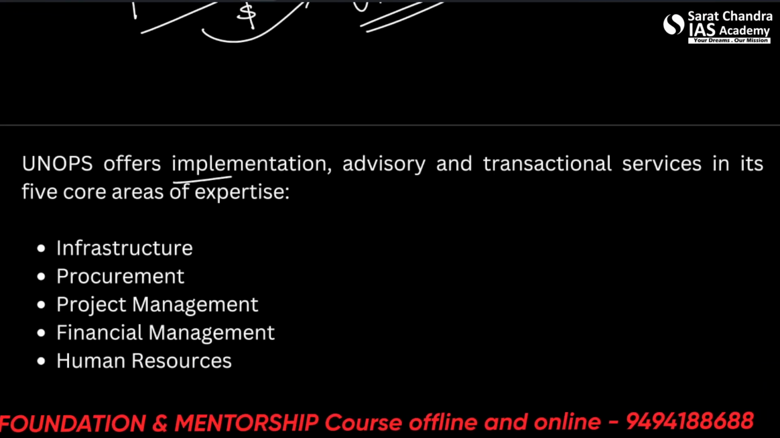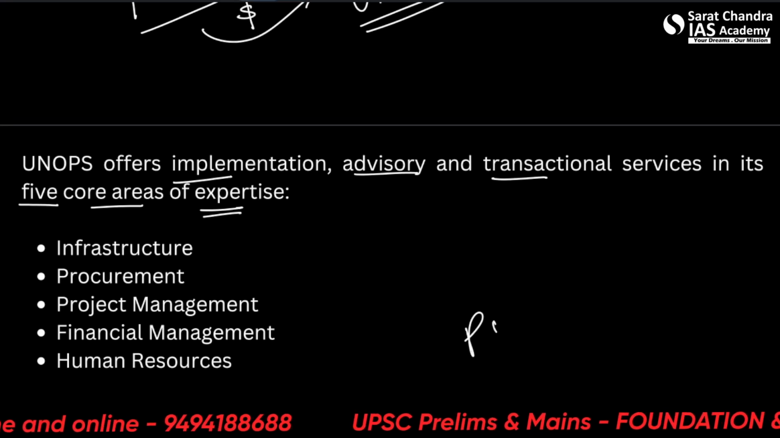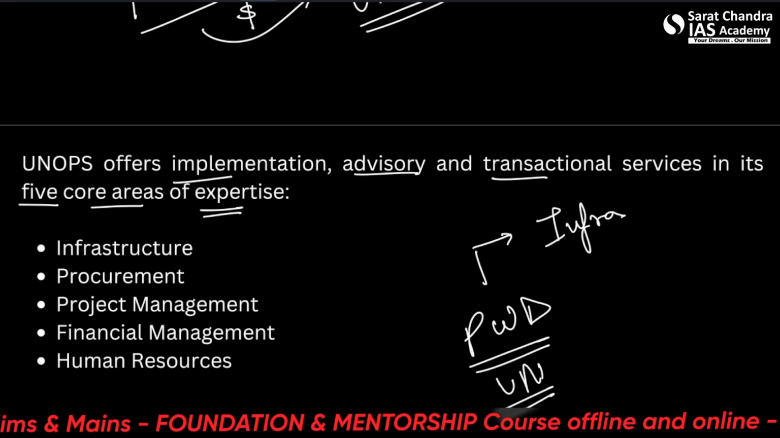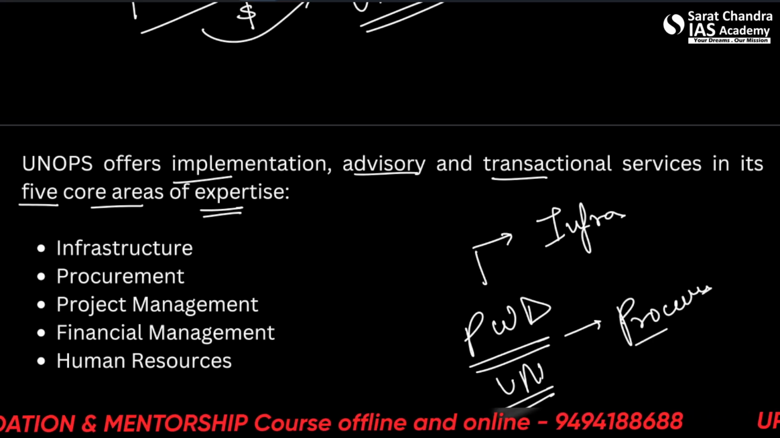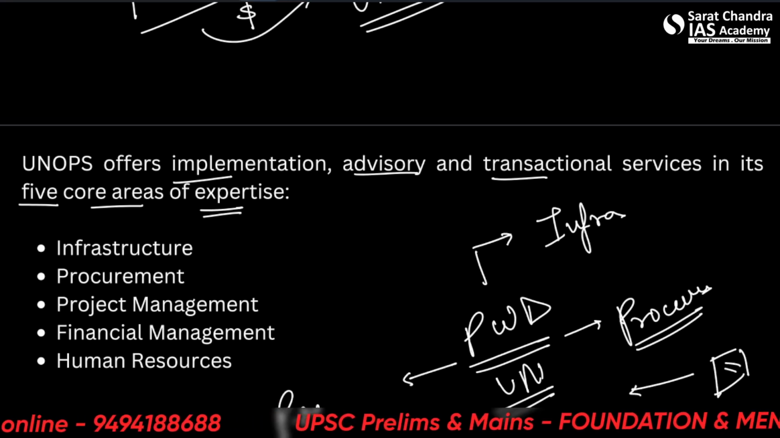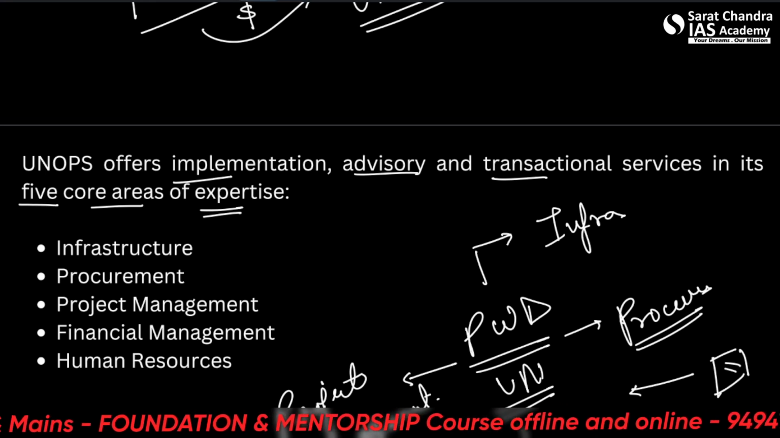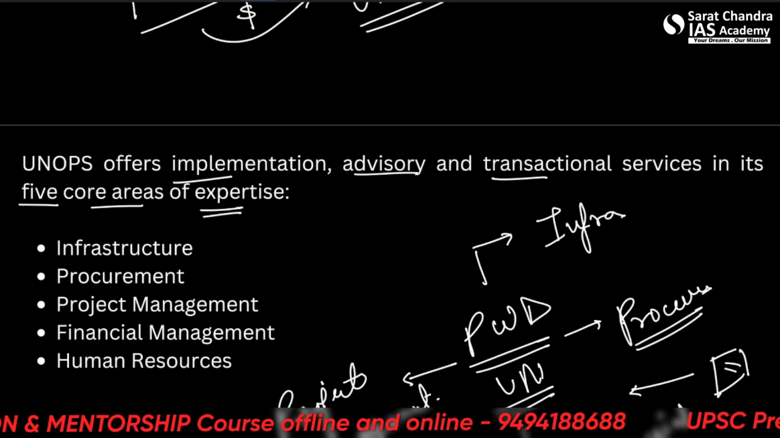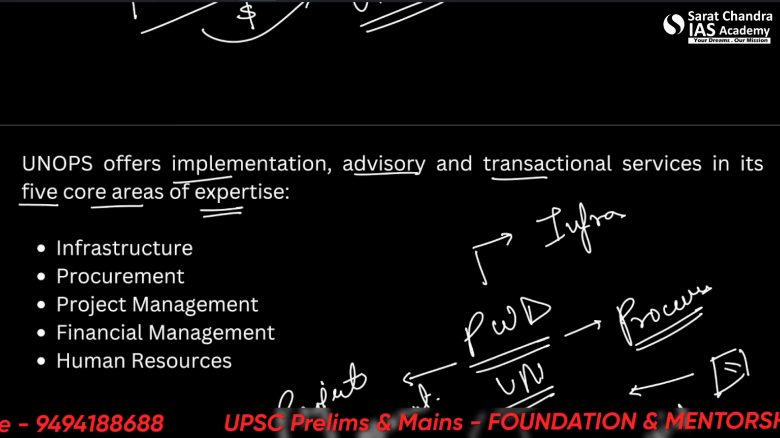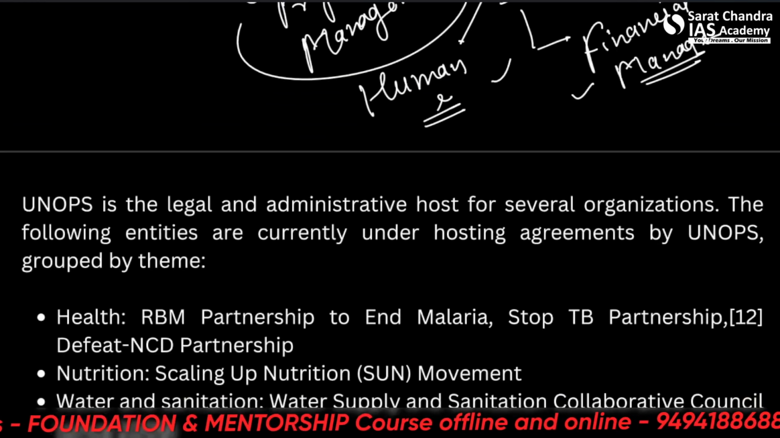Furthermore, UNOPS offers implementation, advisory, and transactional services in 5 core areas of expertise. So this PWD branch of the UN has 5 expertise areas. One is infrastructure. Second is procurement, to get something from somewhere in the designated area. Third is project management. Fourth is financial management. And fifth is human resources. So it has basically everything: human resources, financial management, procurement resources, infrastructure development, as well as project management. So it can do almost everything.